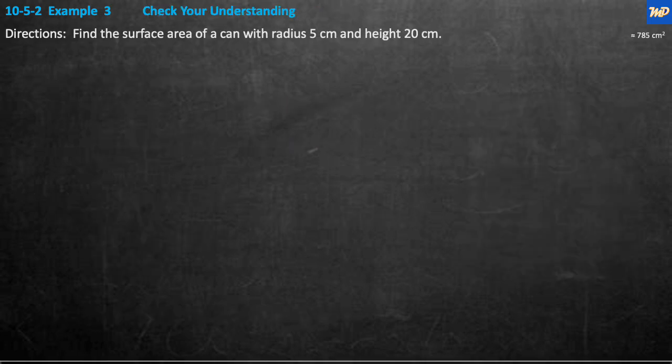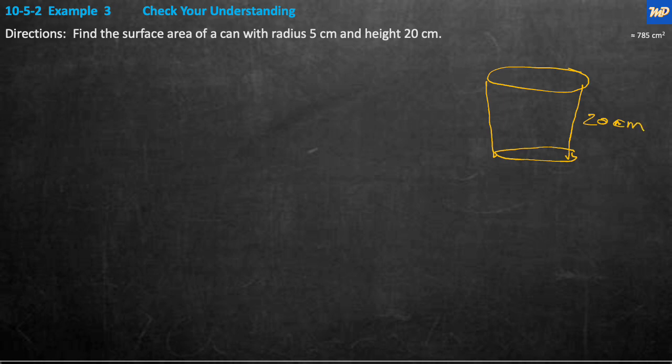Example 3, check your understanding. Find the surface area of a can with a radius of 5 centimeters and a height of 20 centimeters. Okay, this is going to be your problem, but before you go, I'm going to draw a can for you. It's 20 centimeters and 5 centimeters for the radius. Okay? Go ahead and take off and do it. That ought to help you a little bit.